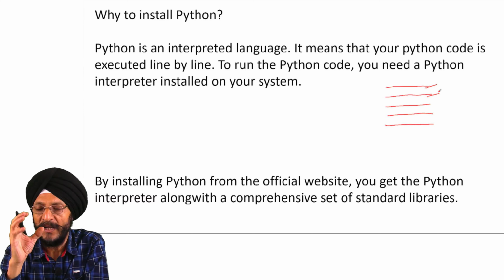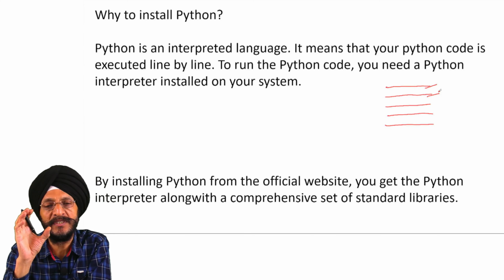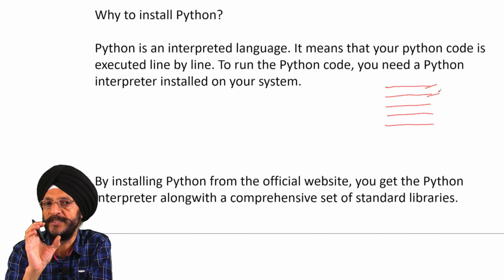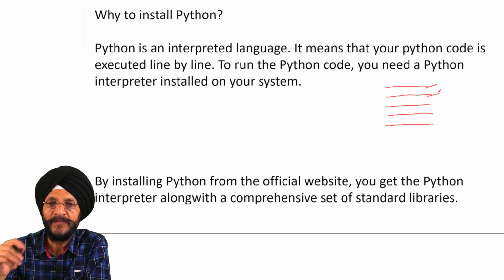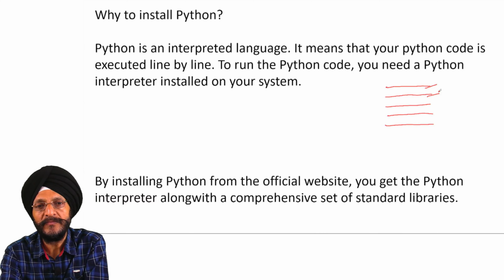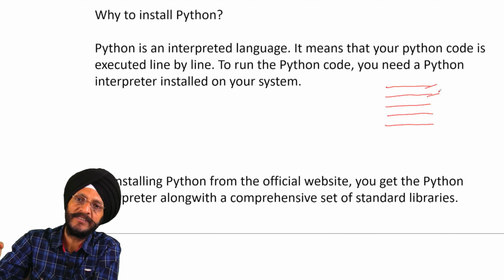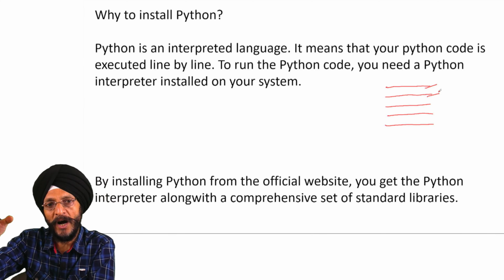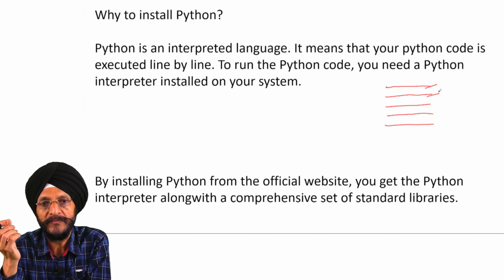and translate it into machine code, because our computer system or machine does not understand the Python language. Then the interpreter will accordingly give instructions to the machine, and this process goes on until the whole program, or all the lines, are executed.